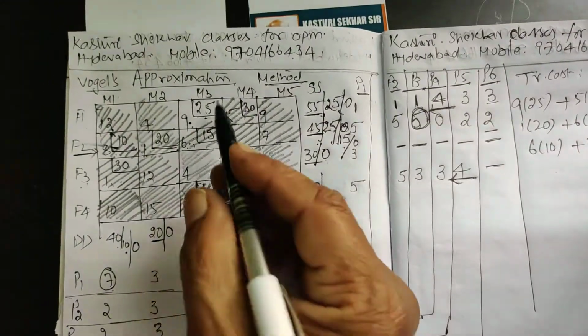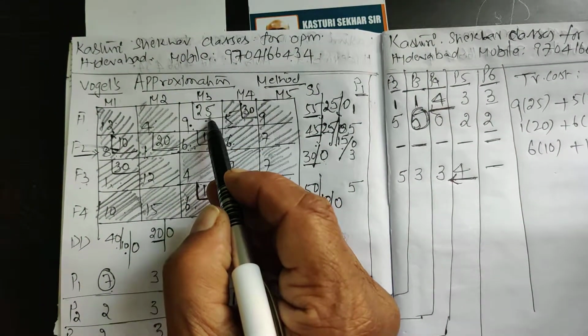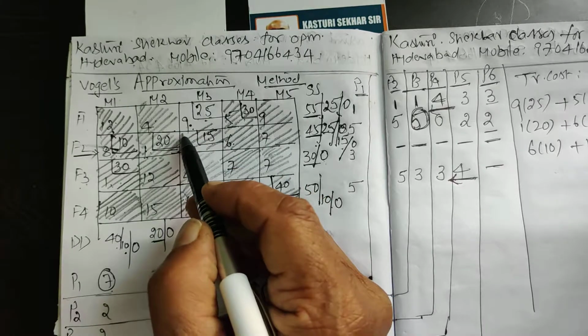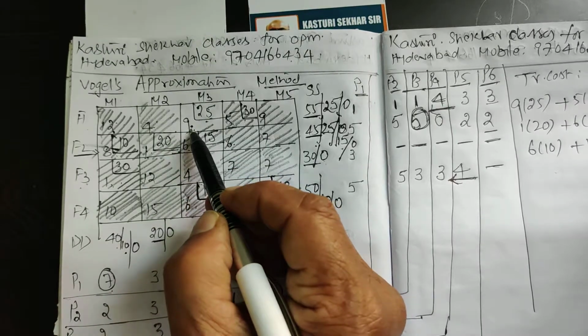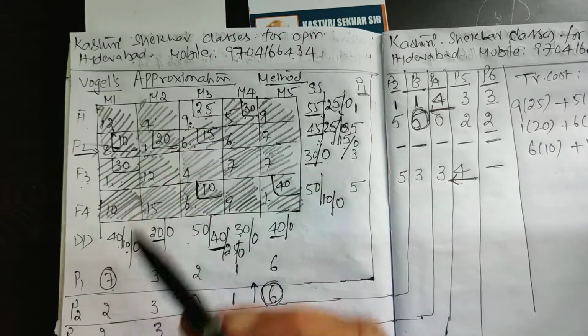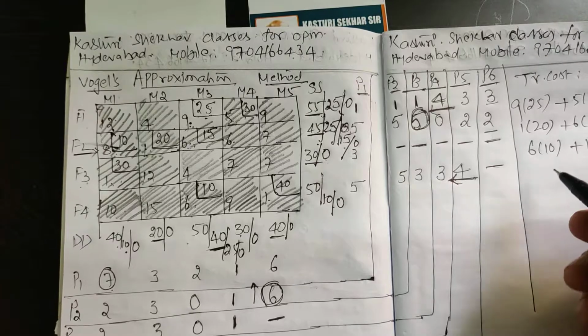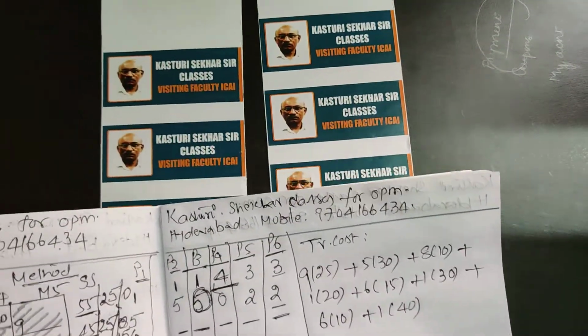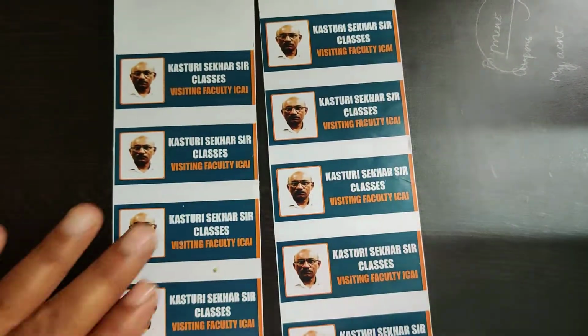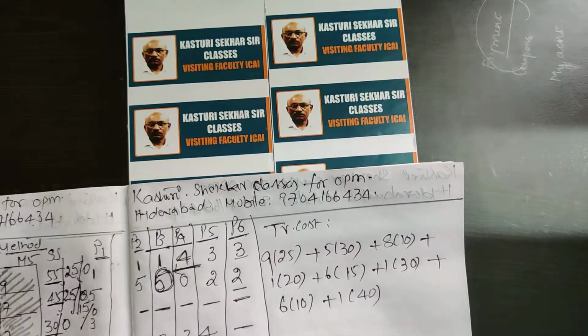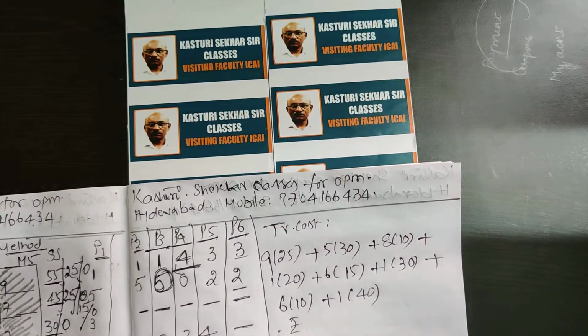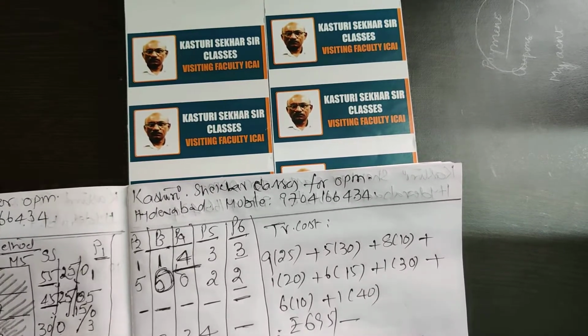For the occupied cells, the per unit cost is multiplied with the number of units we supplied from that particular factory to that particular market. So the summation comes out to be rupees 695.